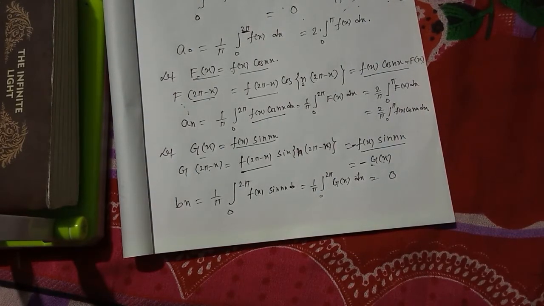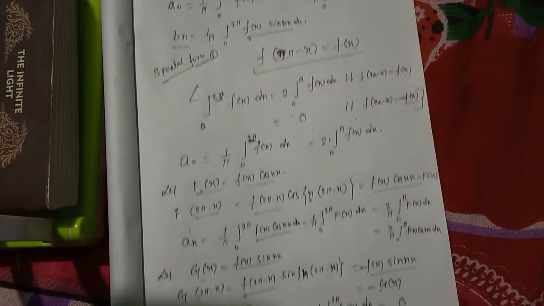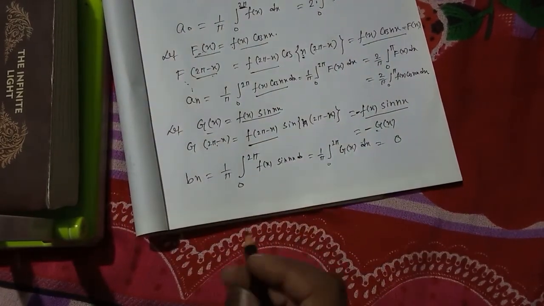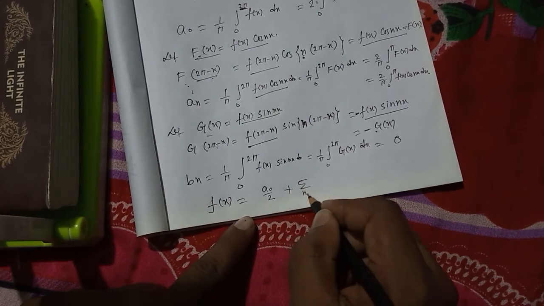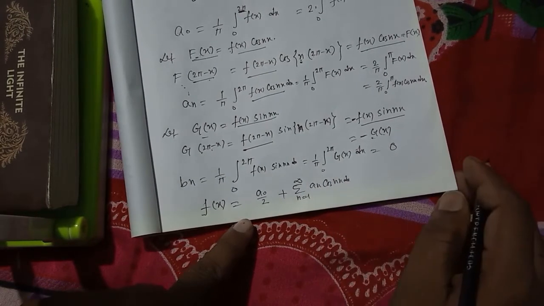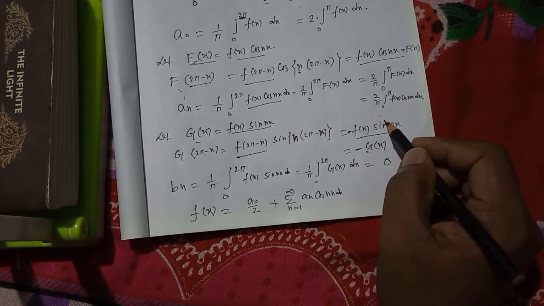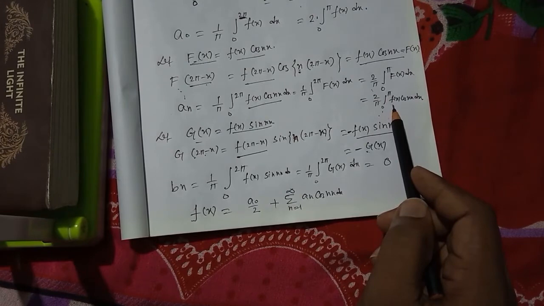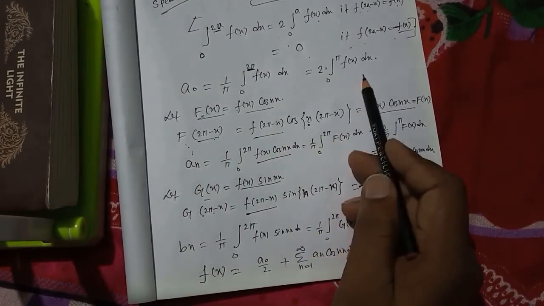Therefore, if f(x) defined in 0 to 2 pi is a periodic function and satisfies the condition f(2 pi minus x) is equal to f(x), then the Fourier series contains only the cosine series, and this is given by f(x) equal to a0 by 2 plus summation n equal to 1 to infinity of an cos(nx), where an is equal to 2 by pi integration from 0 to pi of f(x) cos(nx) dx, and a0 is equal to 2 into the integration from 0 to pi of f(x) dx.